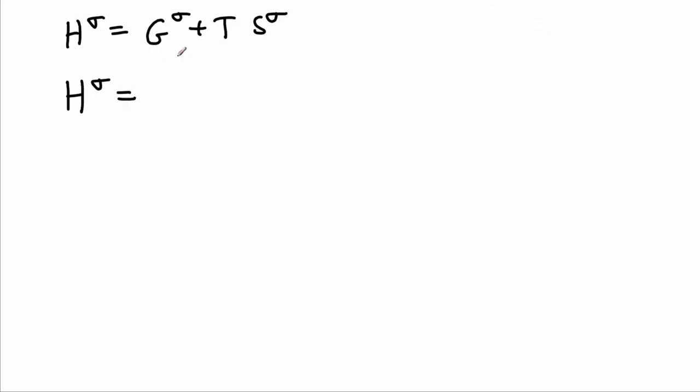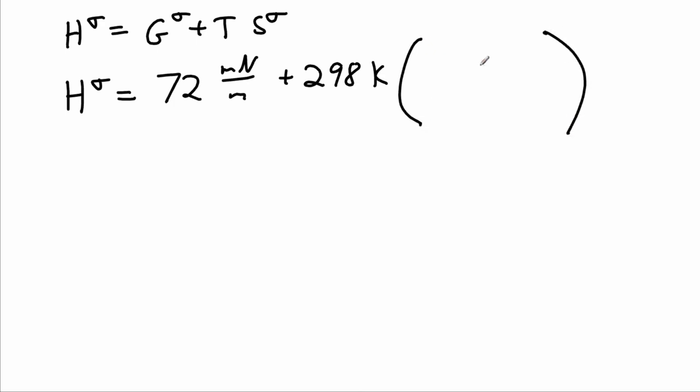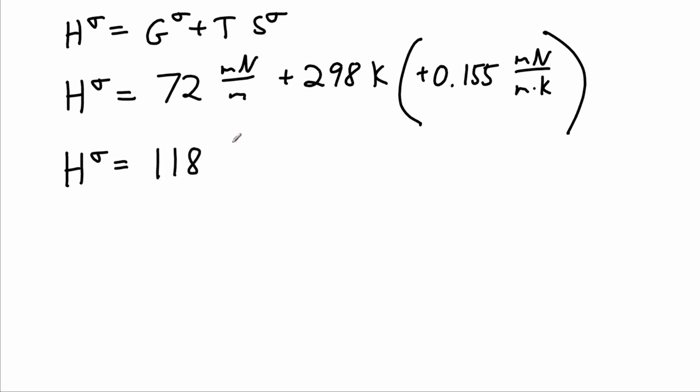We know that the Gibbs surface energy is just the same as the surface tension. So at room temperature, we saw that was 72 millinewtons per meter. And if we're working at room temperature, it's 298 kelvins. And then we saw that the surface entropy was a positive 0.155 millinewtons per meter per Kelvin. So the surface enthalpy is going to be 118 millinewtons per meter.